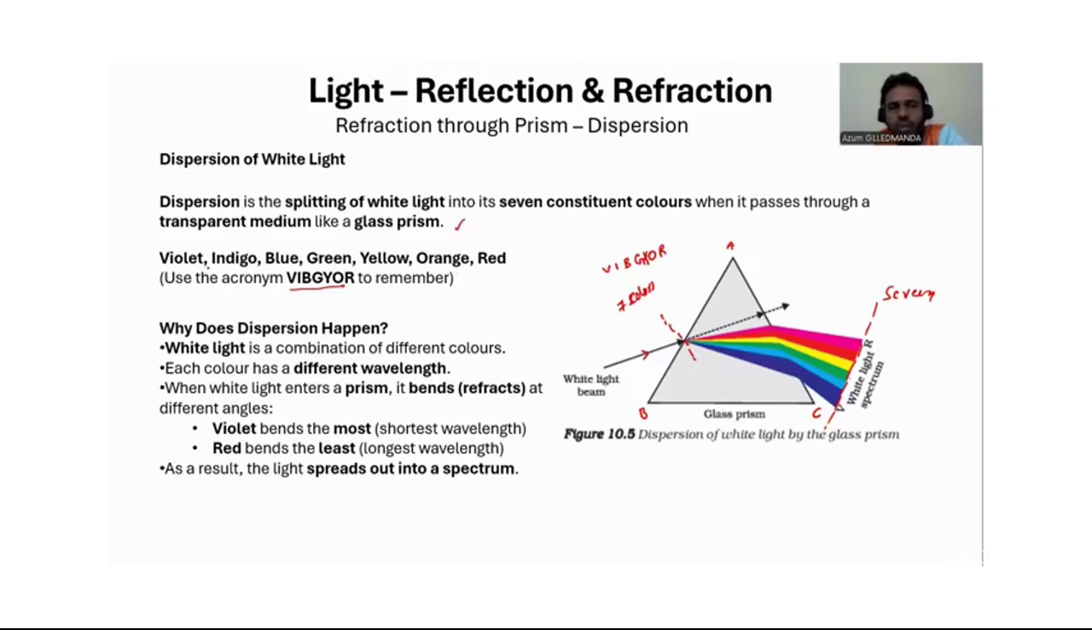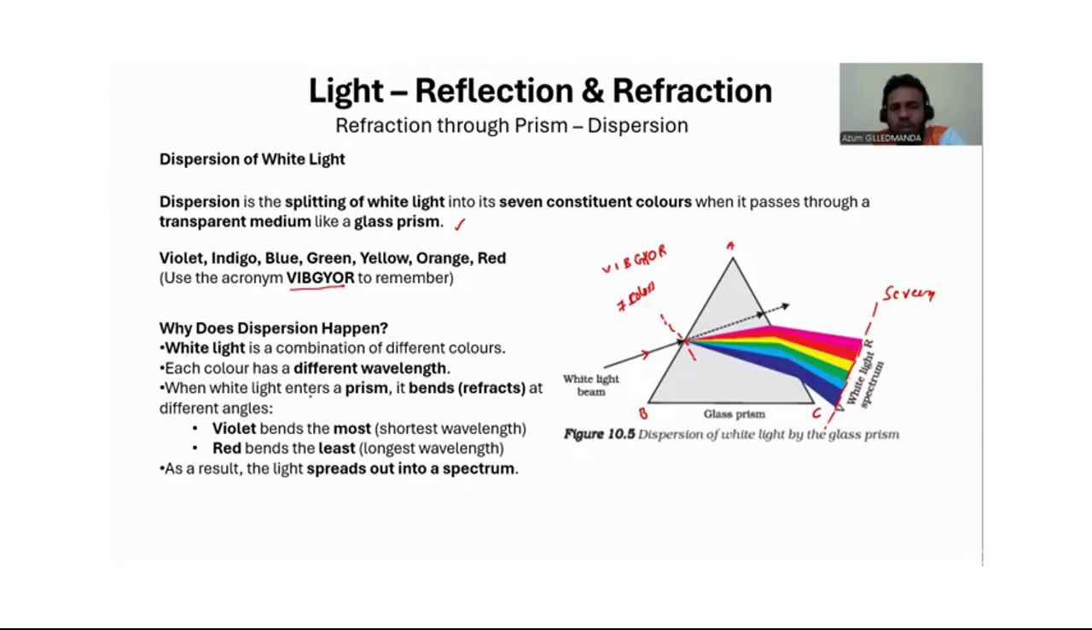So what are those colors, guys? It's VIBGYOR. And why does dispersion happen, right? White light is a combination of different colors. We cannot see them with the naked eye, but when dispersion happens, we can observe that. There is one example, we can cover it later. When white light enters a prism, it bends at different angles at the first interface, and then it disperses further when it goes through the second surface, that is AC.